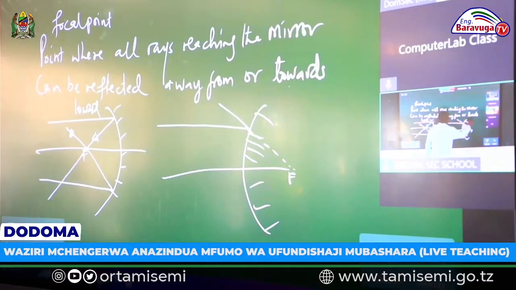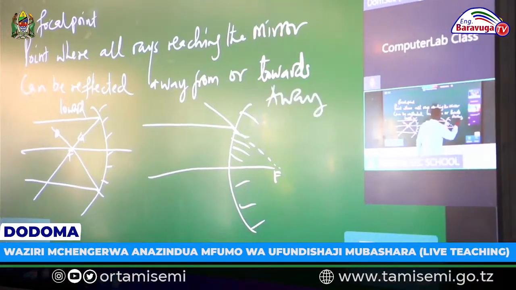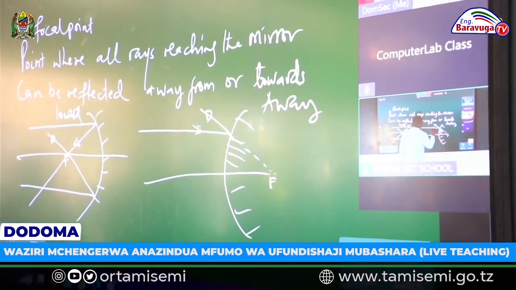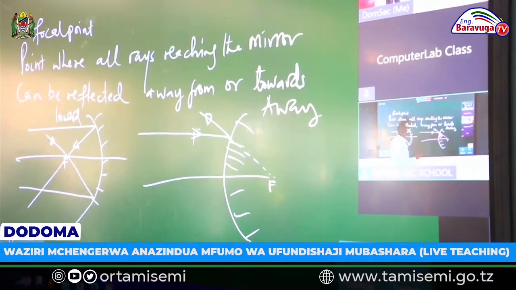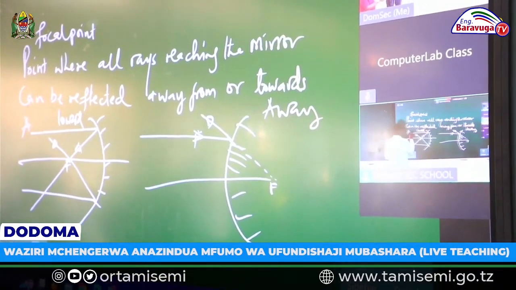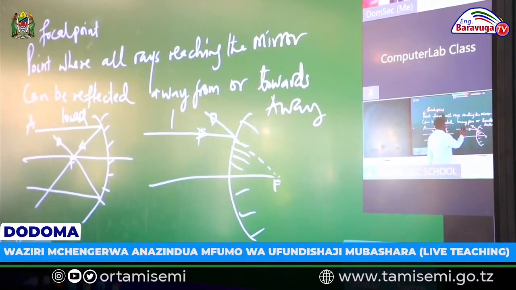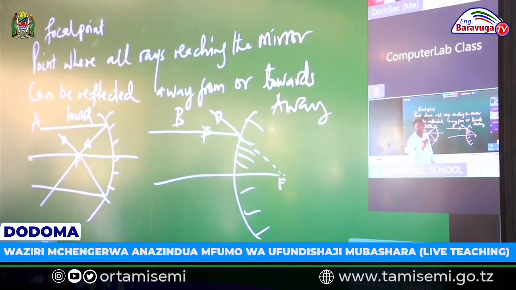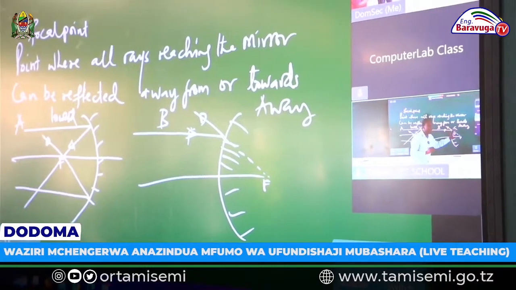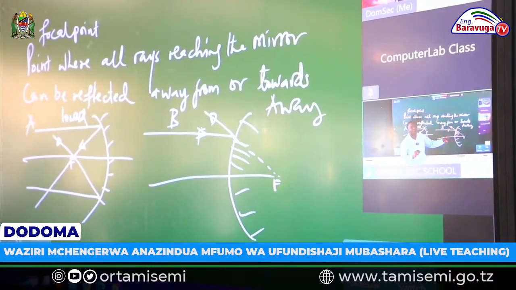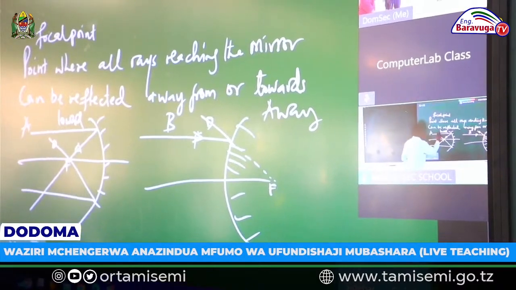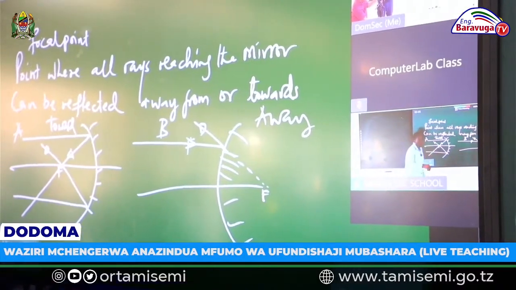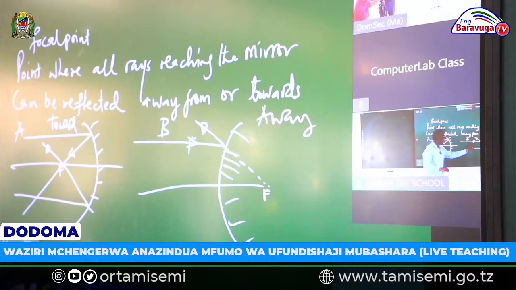This one we say that the light is being reflected away from the focal point, because this one here is a diverging mirror. This A is a converging mirror, while B is a diverging mirror. So light falling on a diverging mirror is reflected away from the focal point, but light falling on a converging mirror is reflected towards the focal point. So that's the focal point.